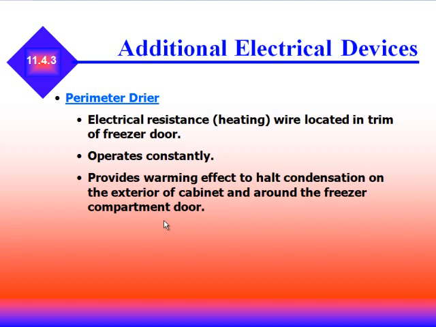There are some additional electrical devices you'll find on some domestic refrigerators. For example, a perimeter heater. The electrical resistance or heating wire is located in the trim on the freezer door. It operates constantly. It provides a warming effect to halt condensation on the exterior cabinet and around the freezer.